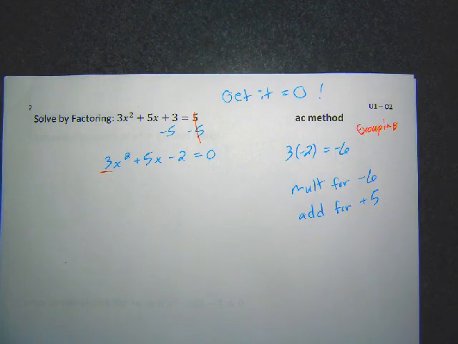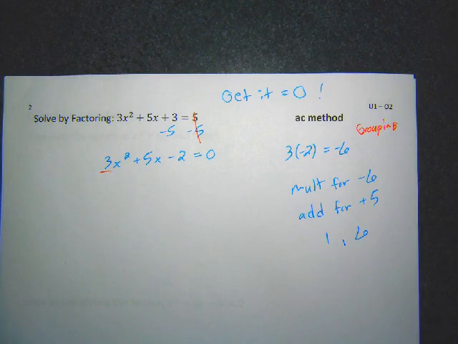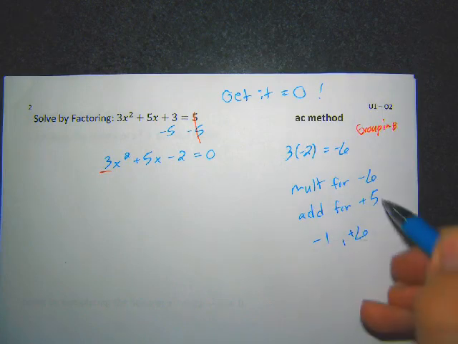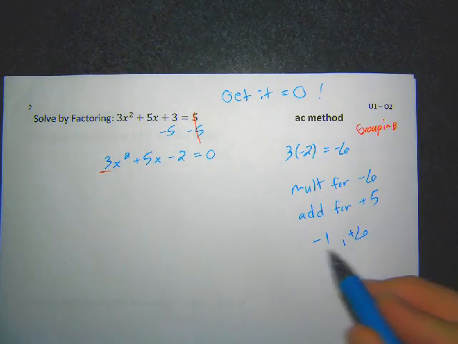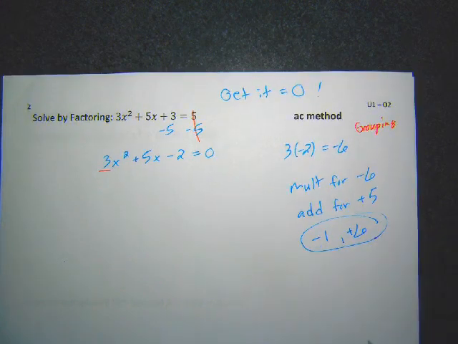So I actually end up having to work with 1 and 6 on this, because 1 times 6 can give me 6, and it can give me 5 if the signs don't match. Now because I wanted to get a positive 5, I'm going to make the 6 positive. So negative 1 plus 6 is positive 5, but negative 1 times 6 is negative 6. So this is actually my pair. I'm going to use that pair.